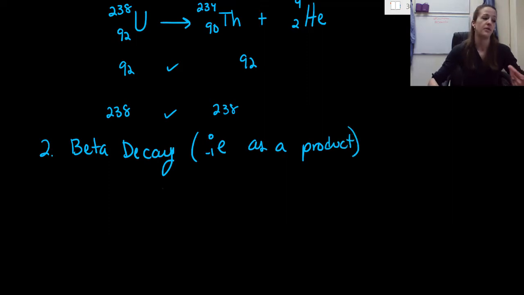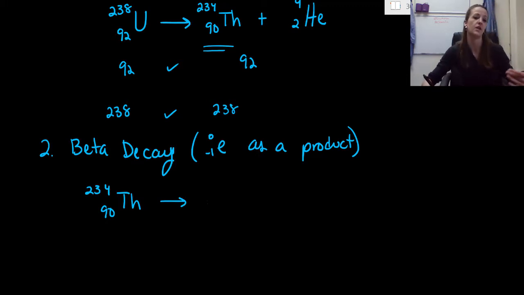A classic example of this is if we take the thorium that we just created from the spontaneous alpha decay of uranium-238. So let's start with thorium here, which is 234 with 90 protons. This is going to spontaneously go through beta decay. What happens is it turns into what's called protactinium. Protactinium, that's an element I don't say very often. So Pa, protactinium, has 91 protons, and this also has a mass number of 234.